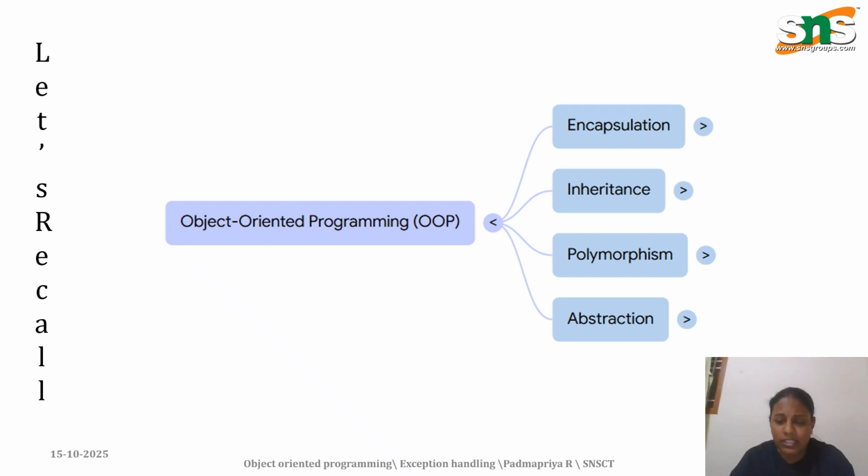Polymorphism is the various kinds of ways to express the same thing. And abstraction is used to hide confidential or unnecessary data from the user. So let's move to the main topic.